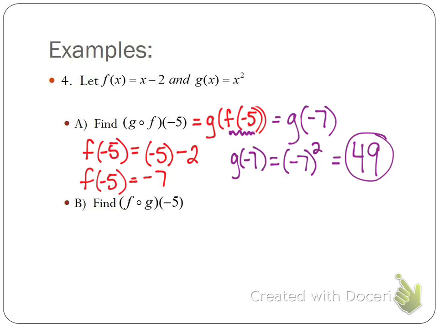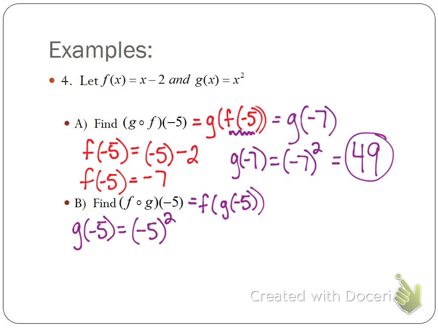So this time, what function is going to be on the outside? F on the outside, and on the inside? G of negative 5. Remember to work inside out. So we start on the inside with the G of negative 5. So the G function was x squared, so I'm going to have negative 5 squared, which is, yes, 25. So G of negative 5 equals a positive 25.